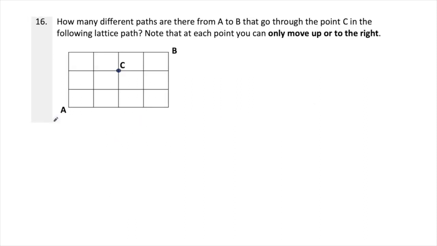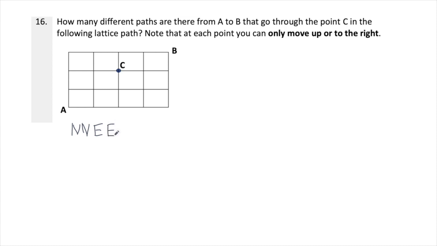For this problem, we have to figure out how many different paths there are that go from A to B that go through point C. Let's figure out how many paths there are that go from A to C first. To go from A to C, we have to go north twice and east twice.